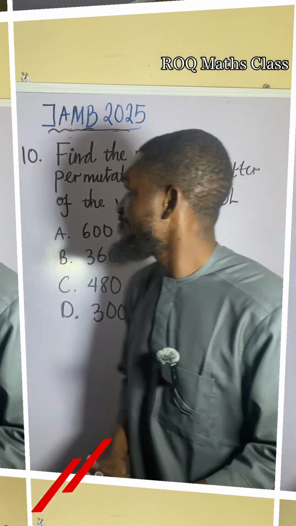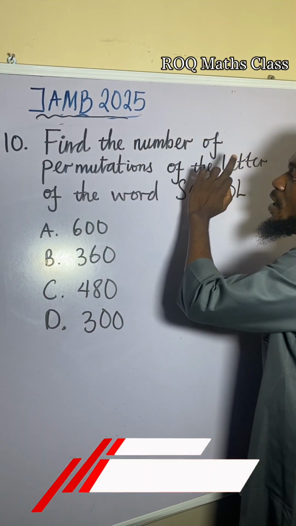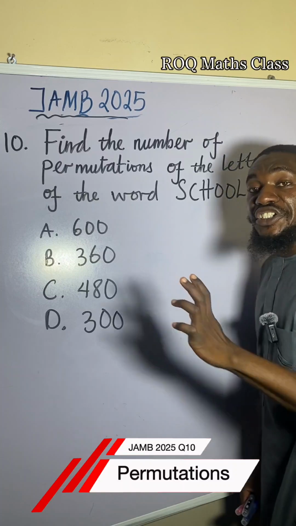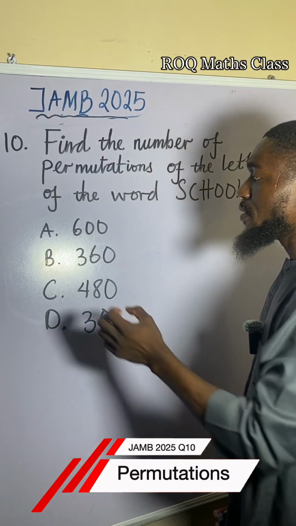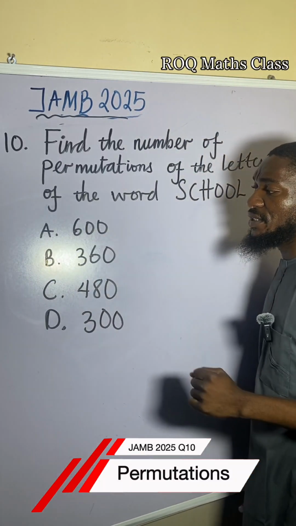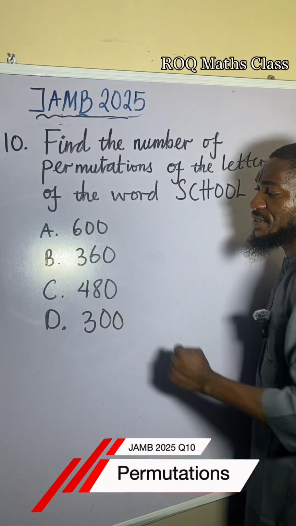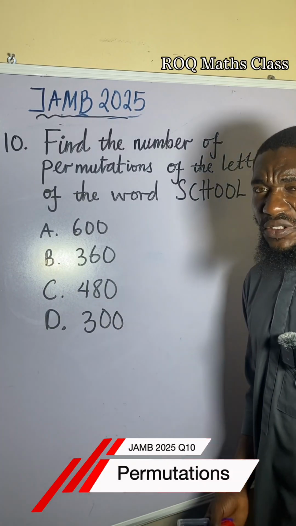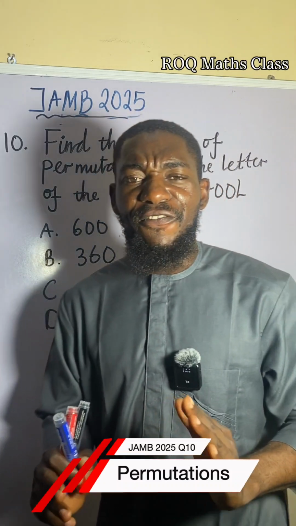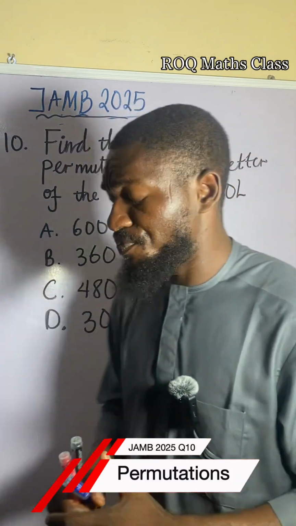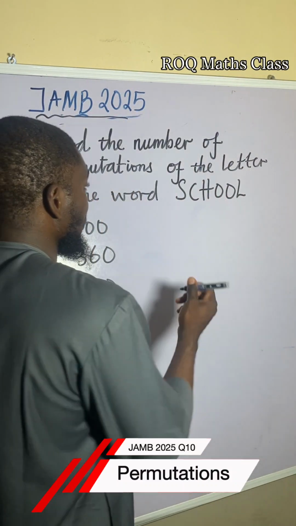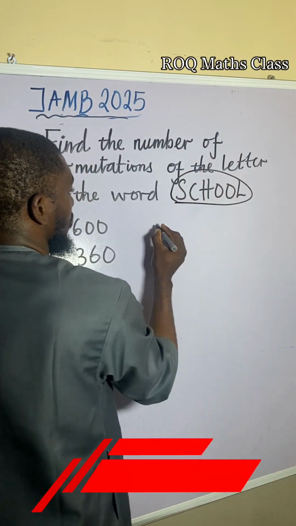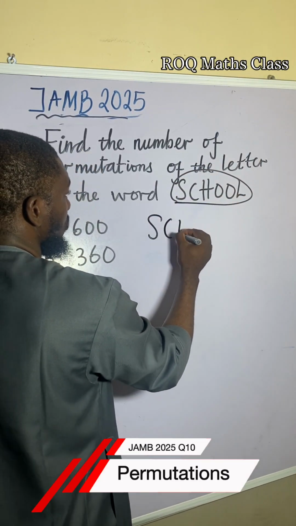Question 10. Find the number of permutations of the letter of the word school. A. 600, B. 360, C. 480, D. 300. Wow, this is very simple. First thing that we have to do is that let's write out this school. This is my school.